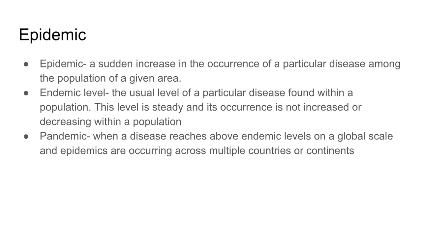An epidemic, which is the last part of our video today, is a sudden increase in the occurrence of a particular disease among the population of a given area. So we're seeing the transmission of a particular disease increasing. When it reaches an endemic level, this is the usual level of a particular disease found within a population. It's usually steady and its occurrence does not increase or decrease. However, we can then get a pandemic where a disease reaches above endemic levels on a global scale, and epidemics are occurring across multiple countries or continents.